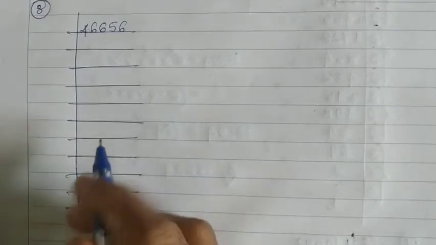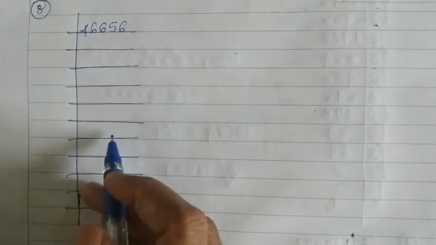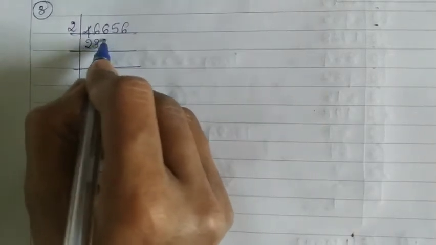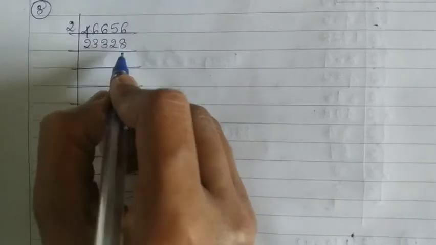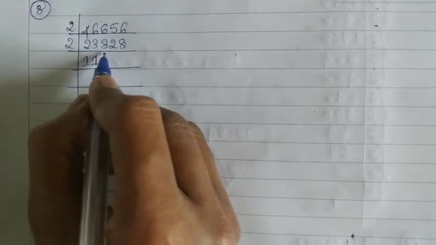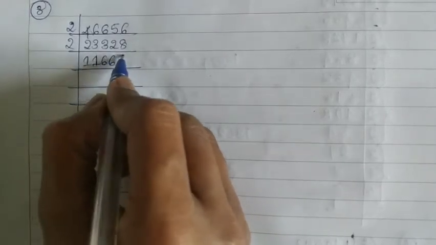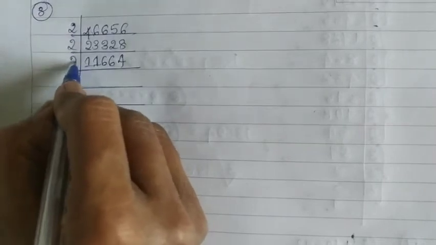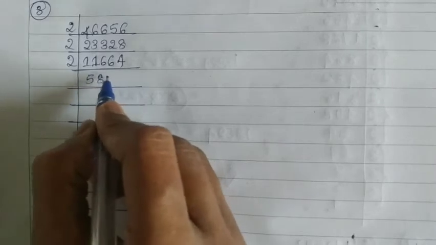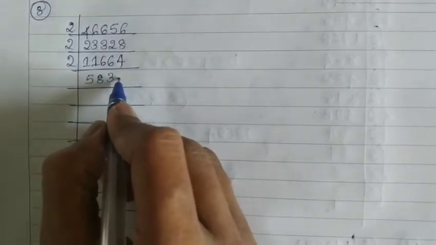Children, now come to the 8th problem. The 8th problem is like this, 46,656. Okay children, now let us find the cube root of this number. See here, now start with 2. 2 2s are 4, 2 3s are 6, 2 3s are 6, 2 2s are 4, 2 8s are 16. Now from 2, 2 1s are 2, 2 1s are 2, 2 6s are 12 here. Again 2 6s are 12, 2 4s are 8.